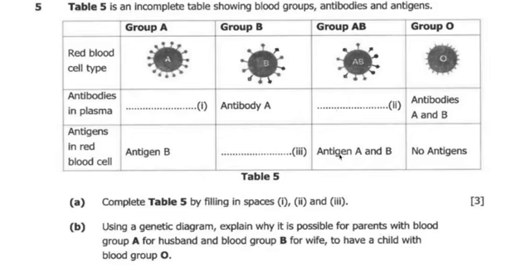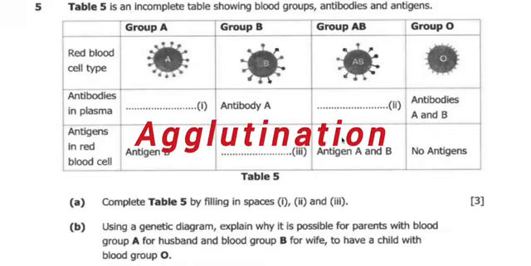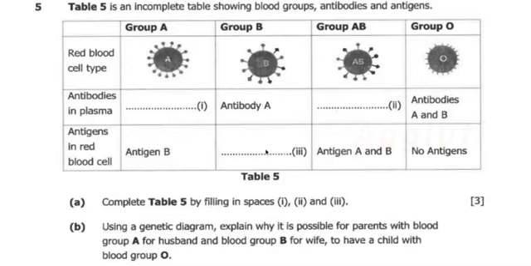The reaction between the antigens and the antibodies is called agglutination, and agglutination results in the clumping of the red blood cells. So when the antigens and the antibodies are matching, you're going to find that there will be agglutination.